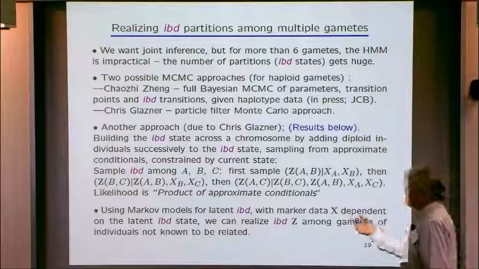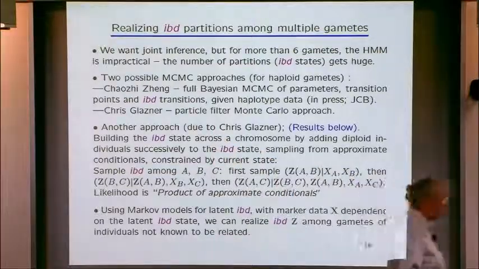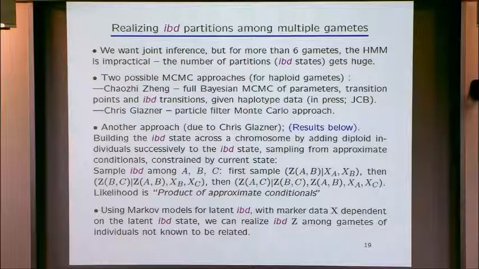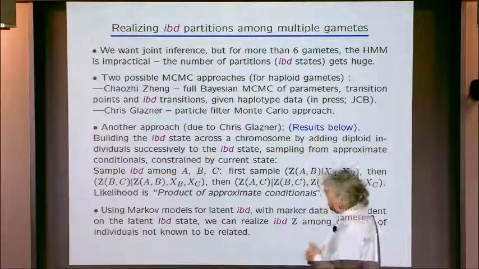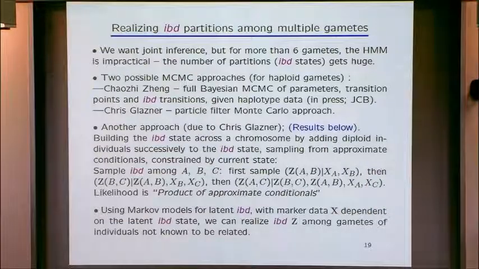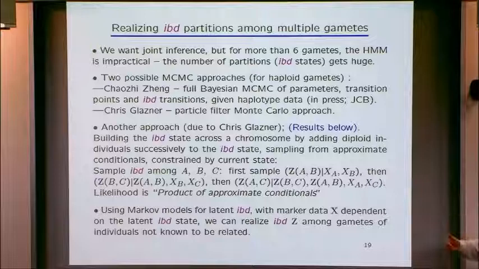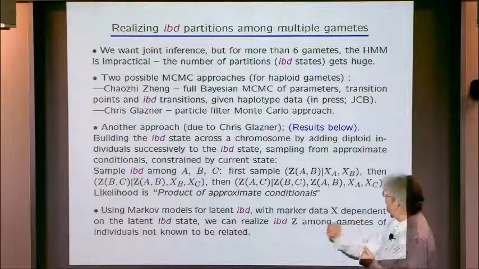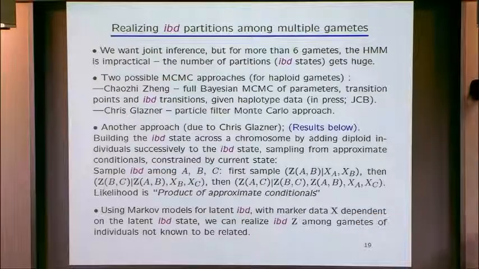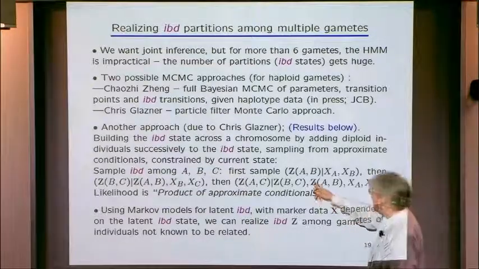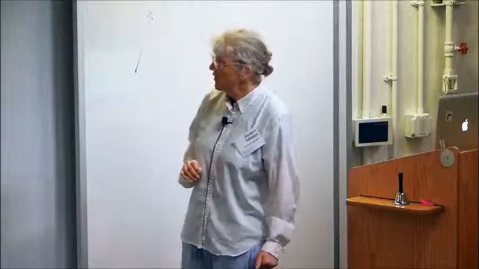And Chris Glasner, my current student, has been trying very hard to get a particle filter MCMC approach to work, and it sort of works, but it's hard. It's a hard problem when you have these very large state spaces. But an earlier approach that's due to Chris Glasner has been working really well, and I'll show you the results on that. So basically what he does is like Matthew Stevens' product of approximate conditionals, a pack likelihood in some sense, building the IBD state across a chromosome, adding diploid individuals successively to the IBD state, sampling them by what you've already computed forward, and sampling back by what you've already inferred. So to take the very first steps of it with just 3 individuals, and then it builds from there, you might take your first 2 individuals and infer the identity by descent between them, conditional on their marker data.